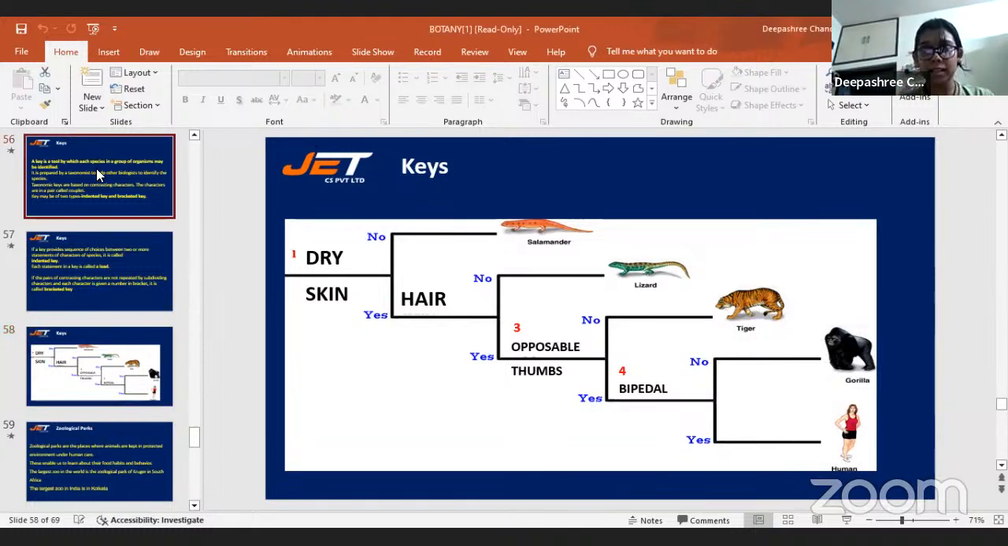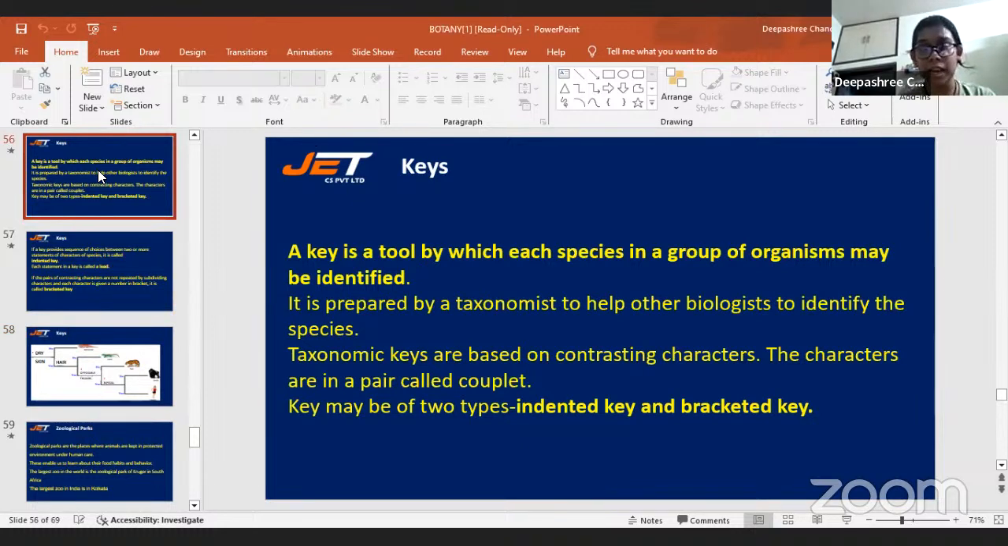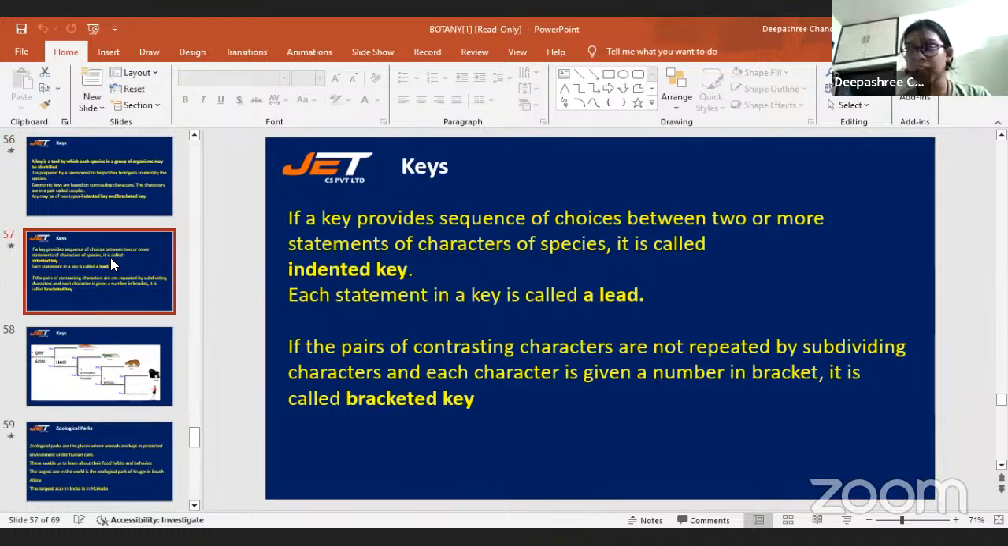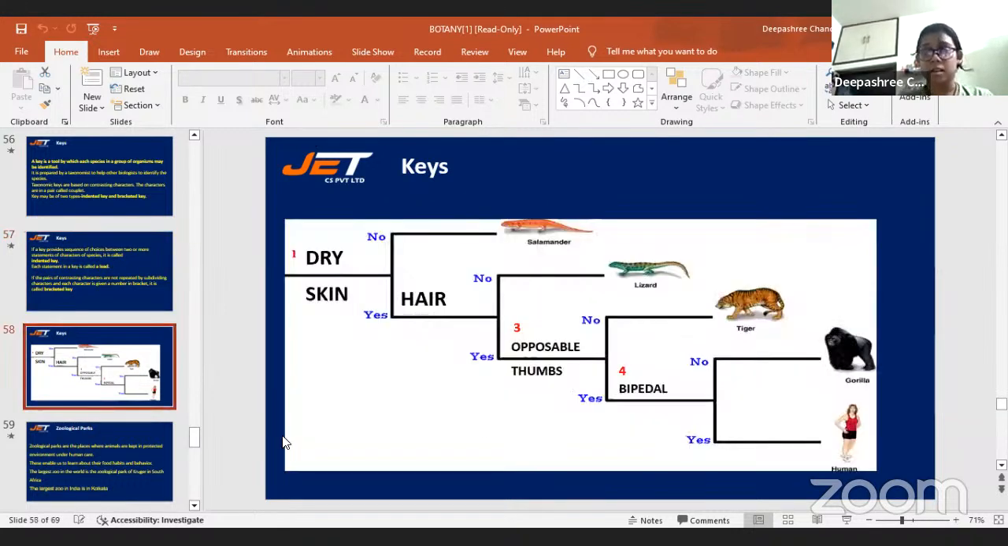So what are the keys? Keys are actually the terms which are used by the different groups of organisms to identify a specific group of organisms. Now, if a key provides a sequence of choices between two or more statements, it is the indented key, like this. Dry skin, present or not, indented key. 1, 2, 3, 4 are written, these are the bracketed keys.